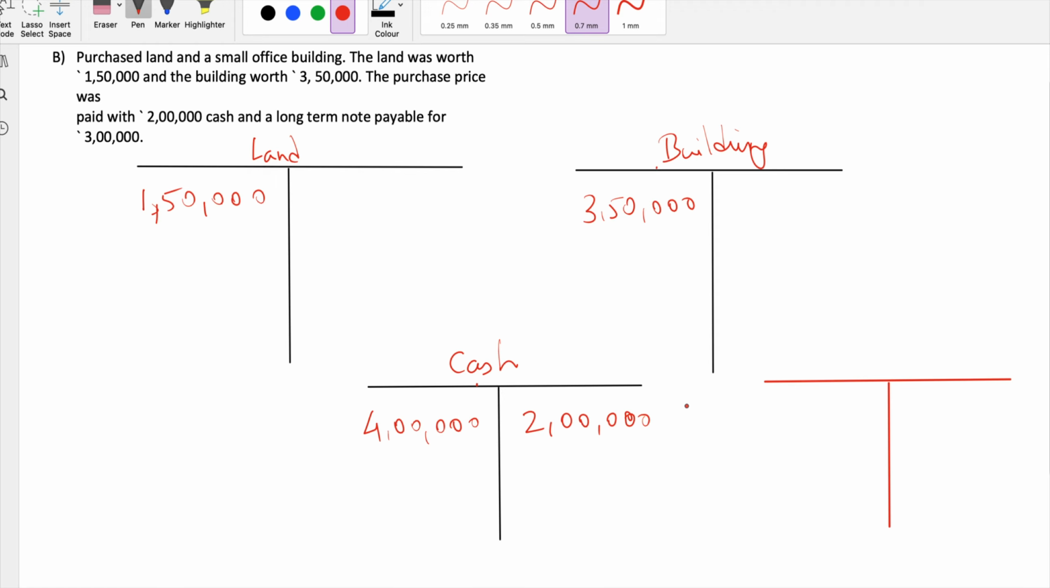Okay, and then there is a payable account. Payable account, we are supposed to pay them in the future. Okay, that is a liability. So 3 lakh we will be crediting. Right? So one transaction hitting 4 accounts. So land value, if you see, debit side it is 1,50,000, building it is 3,50,000. Put together it is 5 lakh in the debit side. In the credit side, cash is 2 lakh, payables, which is a current liability, 3 lakh, put together is 5 lakh. Okay, this transaction is done.